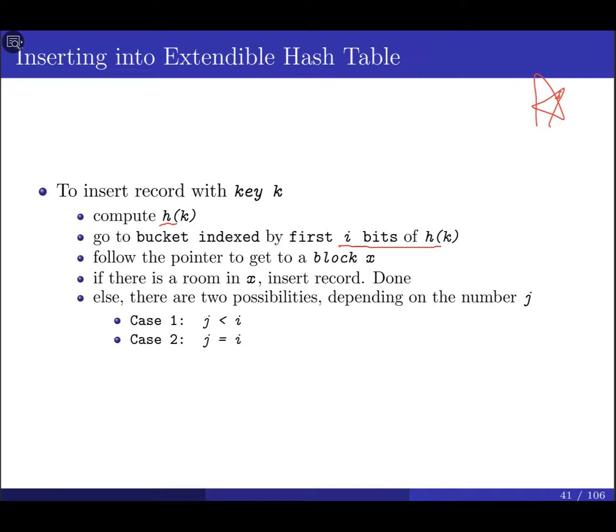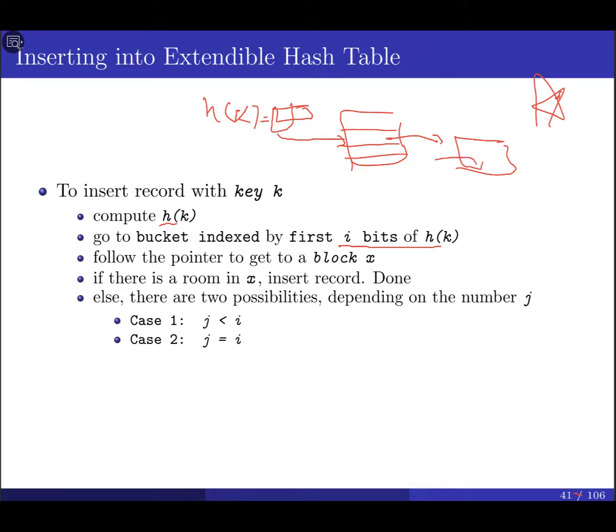Then follow the pointer, because here it's going to tell me the hash value. The hash of x or k will give you the hash value. I need to compute the i bits. The i bits tell me which entry or slot in the directory. I follow this to find the bucket. Then I see, do you have space? Yes. If you have space, I'm going to insert the search key.